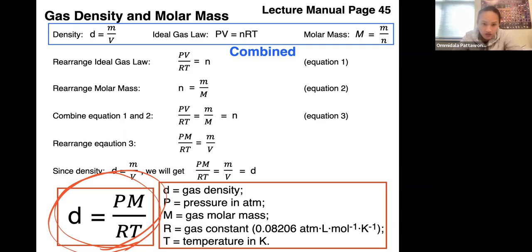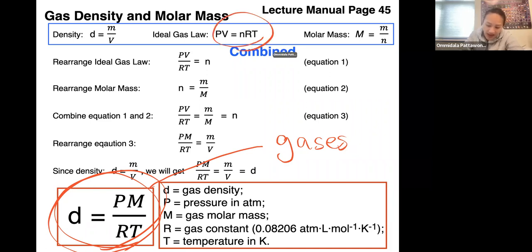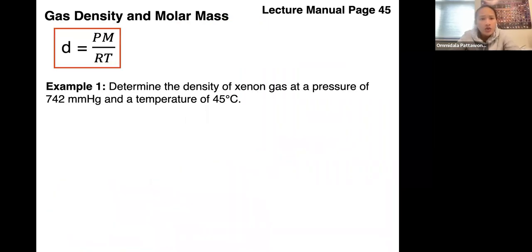divided by the R constant and the temperature. In this case, this equation right here works only with gases. You cannot use this with liquids or anything else. It only applies to gases, because it's derived from the ideal gas law. The name implies the ideal gas law is used for gases. All right, so let's take a look at how to use this equation.